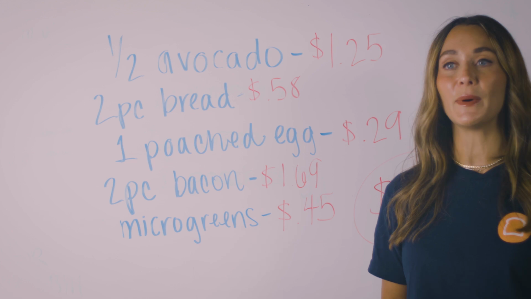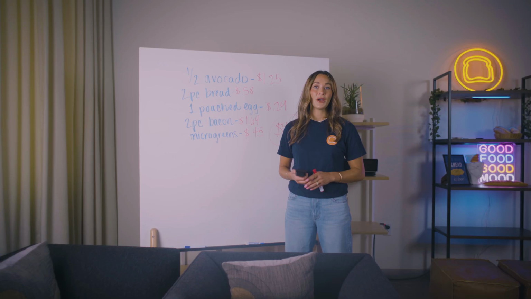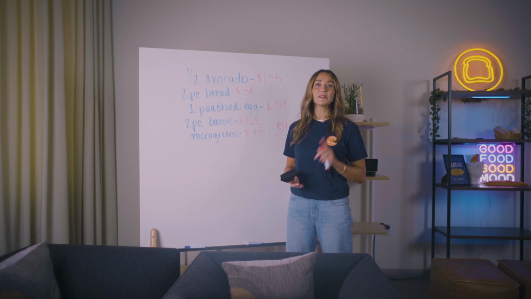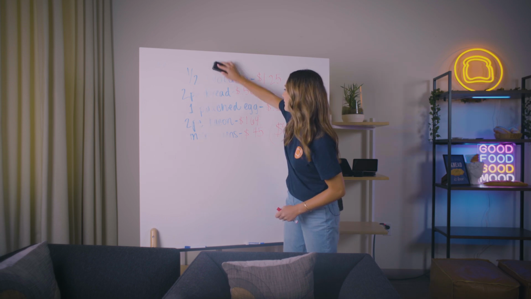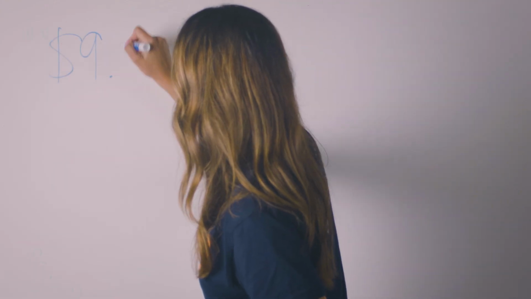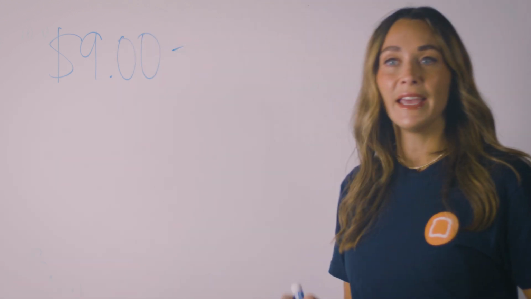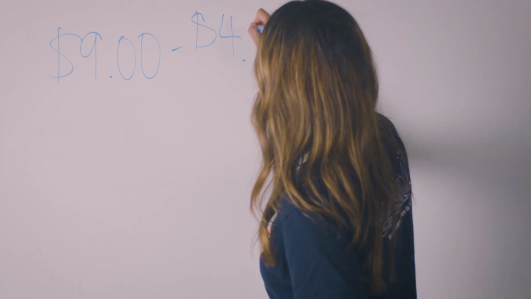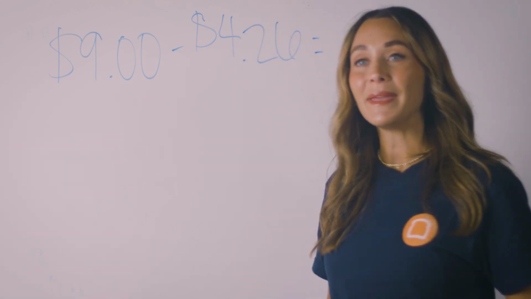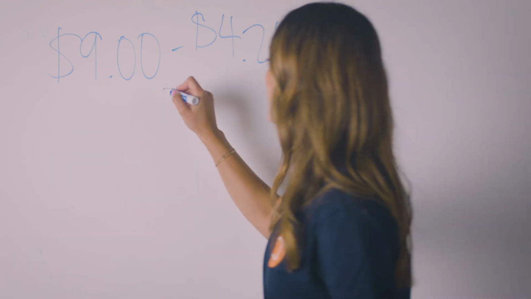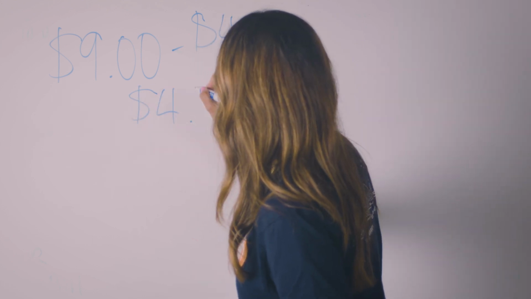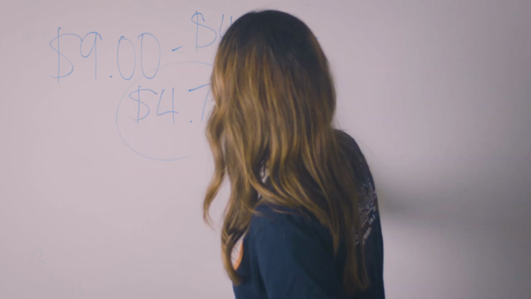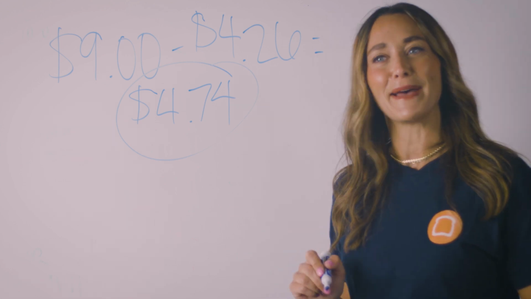Now, your profit per menu item is the difference between how much the menu item costs and how much you sell it for. So, since we're just talking about food costs, let's calculate the profitability of our avocado toast. Let's say that my restaurant wants to charge $9 for that avocado toast, and the food cost that we just calculated was $4.26. That means that my profit for the menu item is going to be around $4.74. Maybe I'm not so bad at math.